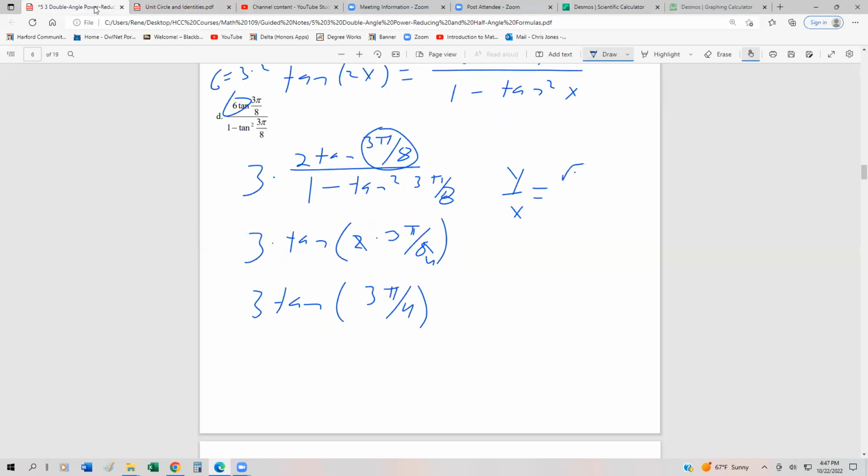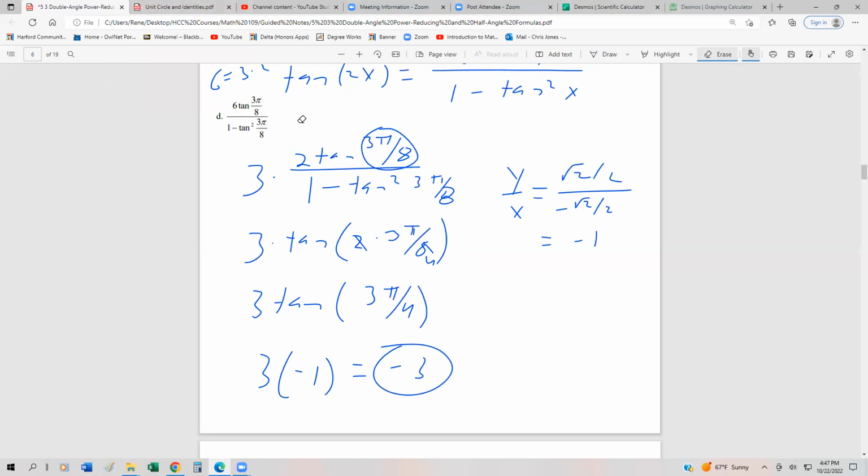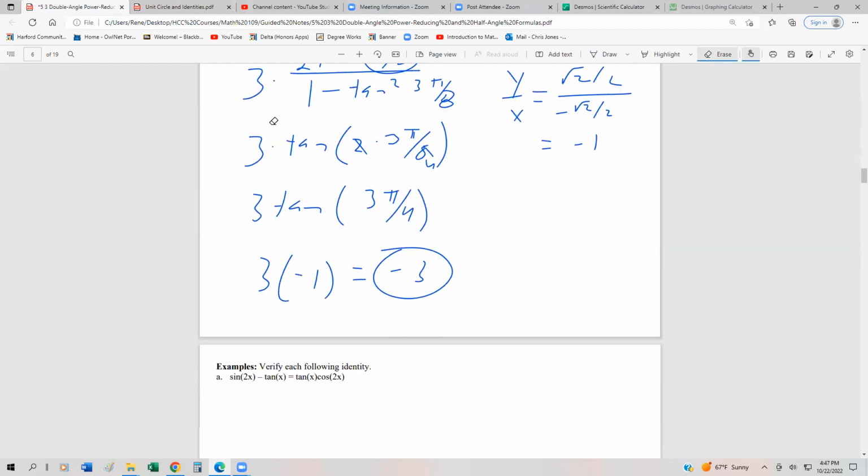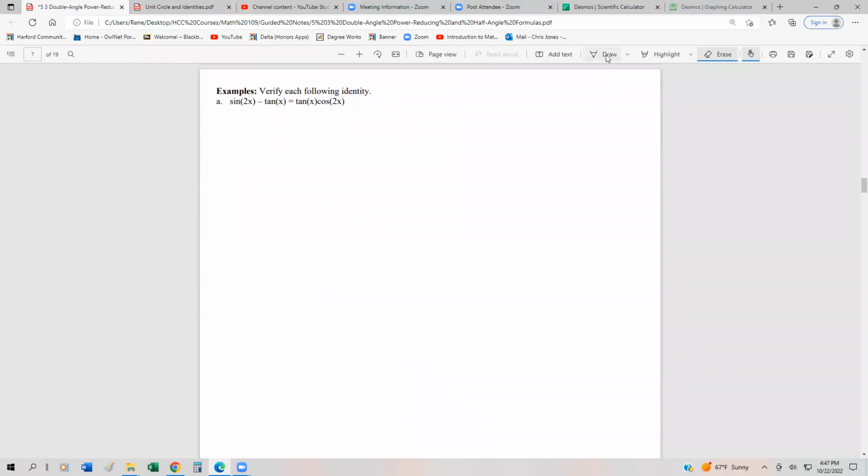That's going to be root 2 over 2 divided by negative root 2 over 2, or that'll just be negative 1. So this becomes 3 times negative 1, or negative 3. Of course, we can always try to throw this into our calculator. It might be difficult for us, though, to get the syntax in our calculator correct with some of this stuff. A couple last examples of using our double angle formula and verifying some identities.